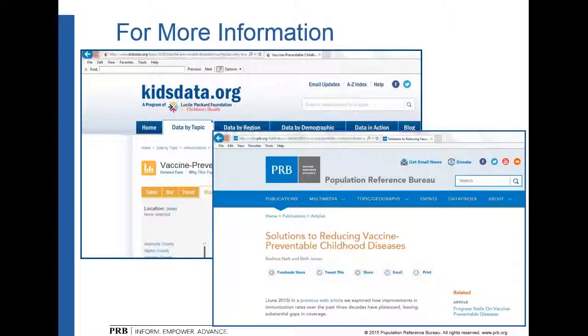So before we move into the Q&A session, we just want to remind you that you can find further information on this topic in 2 web articles that are posted on the PRB website. Both of these articles provide references for the data that we've mentioned in our presentation. And then, of course, you can also go to kidsdata.org, as Reagan demonstrated, to find additional information and data about vaccine coverage and the burden of vaccine-preventable diseases in California, specifically broken down to more local areas.